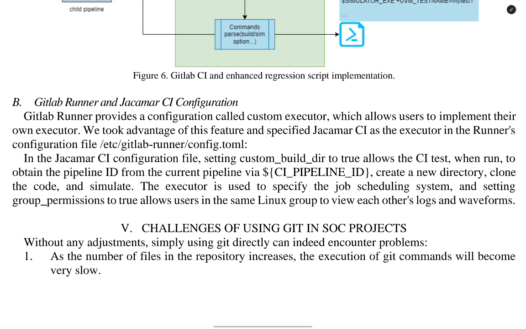pipeline ID from the current pipeline via CI_PIPELINE_ID, create a new directory, clone the code, and simulate. The executor is used to specify the job scheduling system, and setting the group permission to true allows users in the same Linux group to view each other's logs and waveforms.